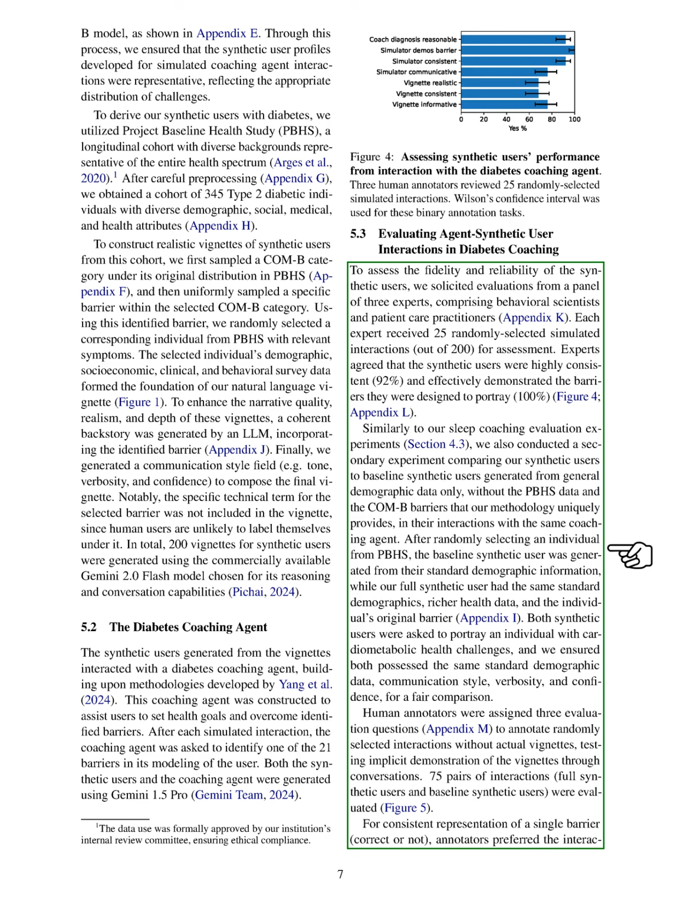We also conducted a secondary experiment comparing our synthetic users to baseline synthetic users created solely from general demographic data, without the richer health data and specific barriers provided by our methodology. We ensured that both types of synthetic users had the same demographic information, communication style, verbosity, and confidence for a fair comparison. Human annotators evaluated 75 pairs of interactions to assess how well each type represented the barriers.